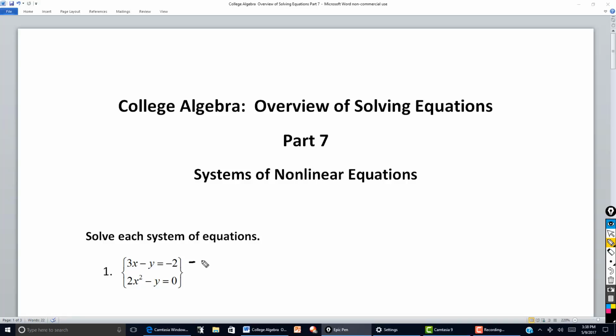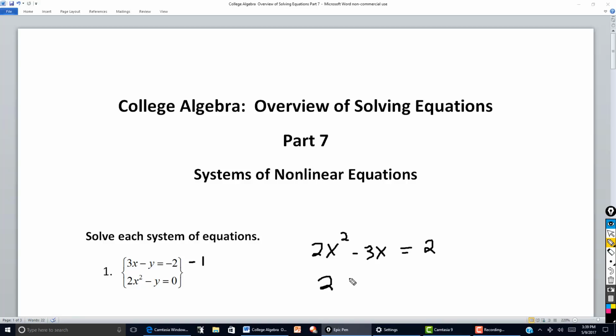So one way to do it is to say multiply the first equation by negative 1 and then adding. So negative 1 times 3x is a minus 3x added to 2x squared. So this will give me minus 3x. And the plus y and the minus y cancel when I multiply by the negative 1. And then the negative 1 times the negative 2 is positive 2 added to 0. So that'll be 2 and 0 is 2. So I get a quadratic equation.